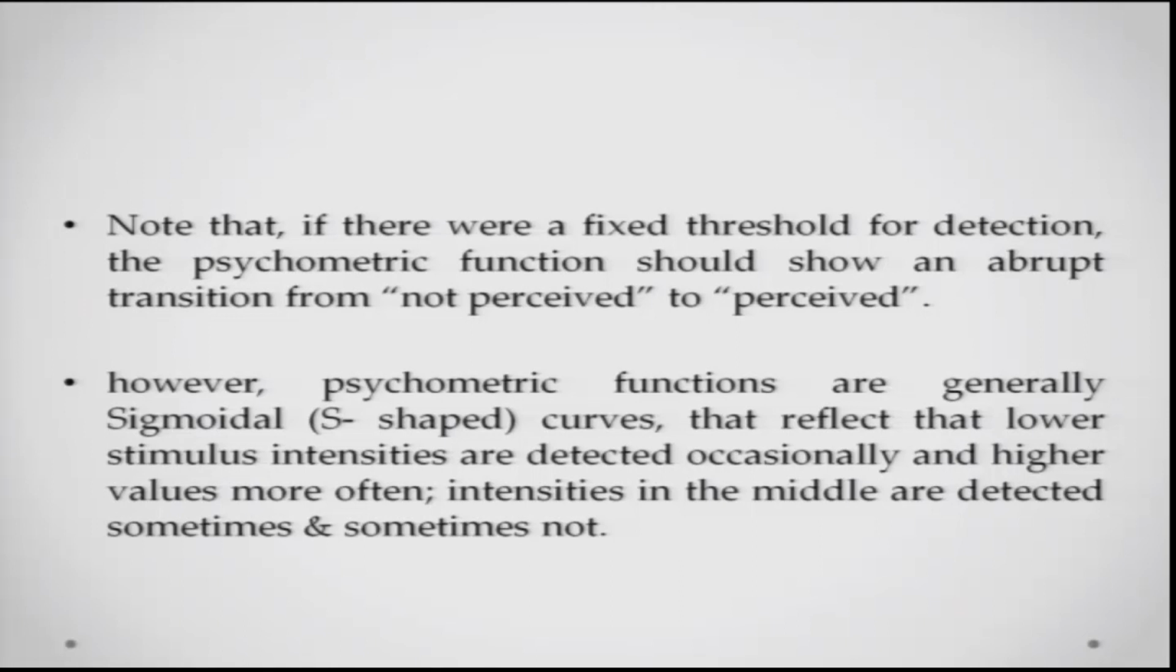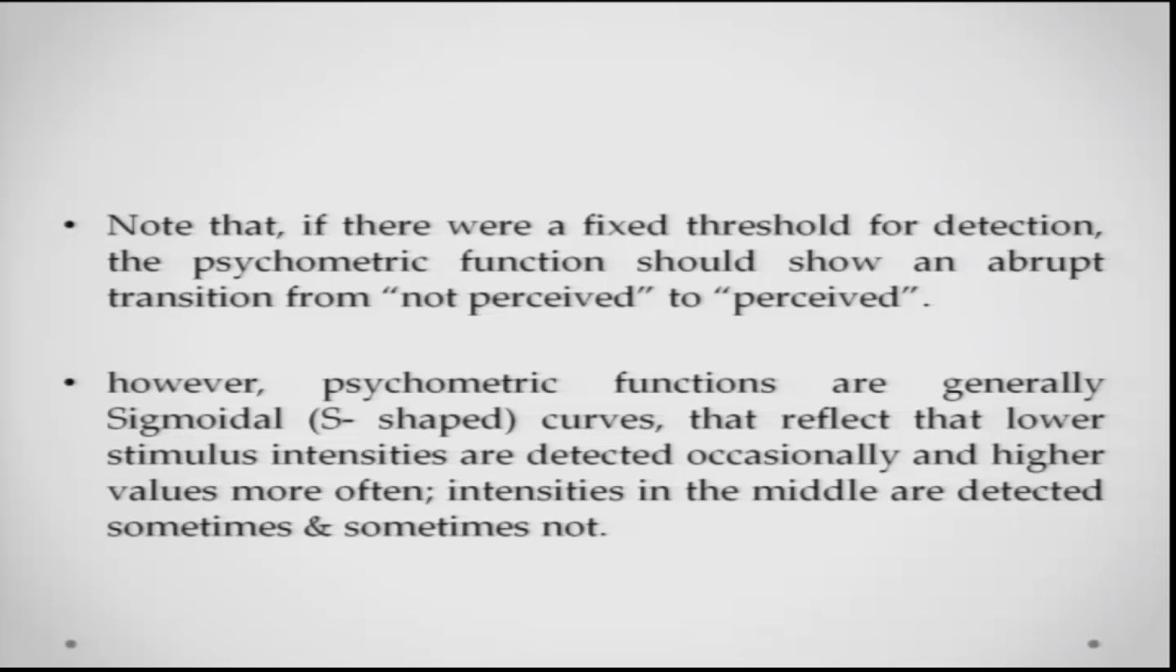These psychometric functions generally are sigmoidal or S-shaped because lower stimulus intensities are sometimes detected occasionally, higher values are detected more often, and the intensities in the middle are detected sometimes and sometimes not. So that 0.5 thing is always there. It is detected by chance sometimes, not detected by chance at others. So there's not a clear distinction between the point where you cannot certainly detect a stimulus and where you can certainly detect a stimulus.